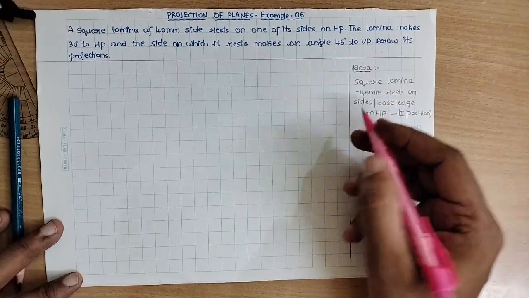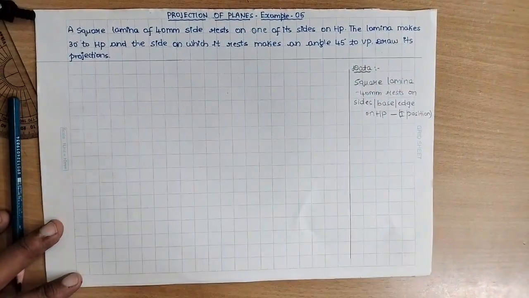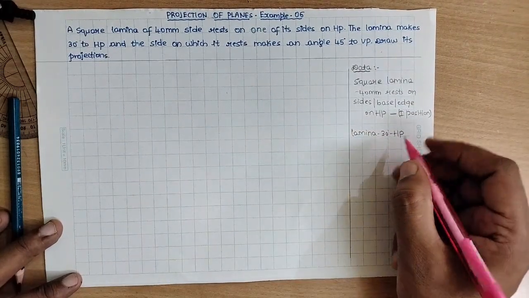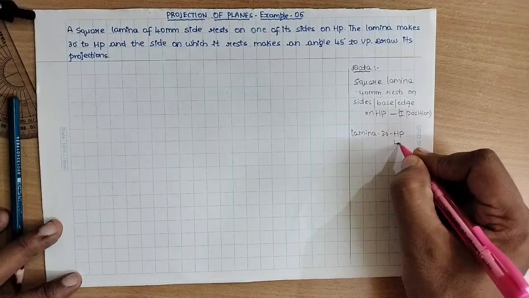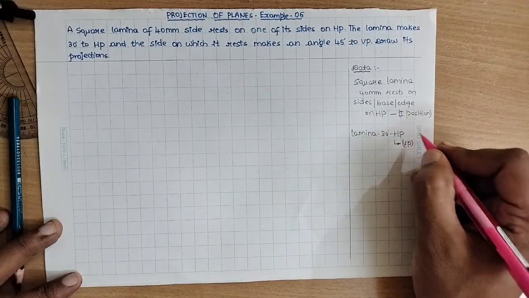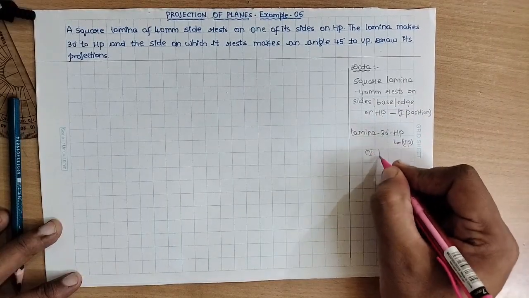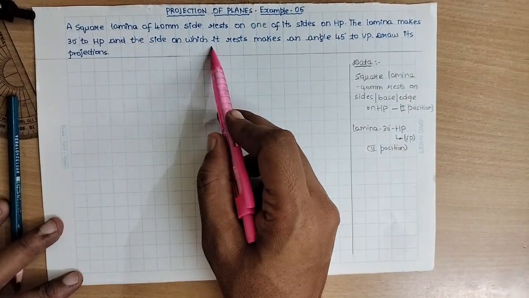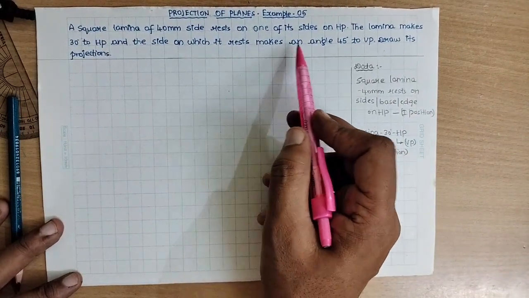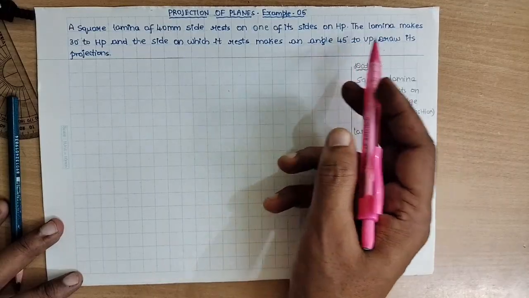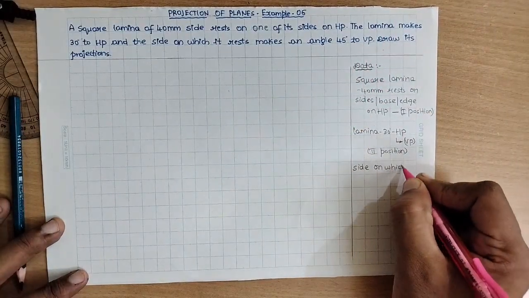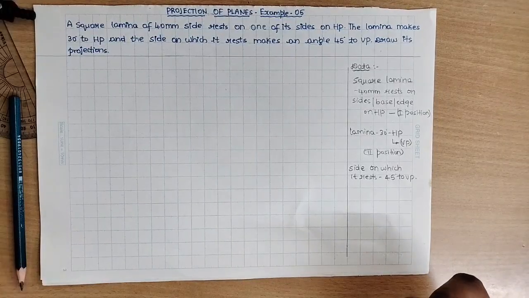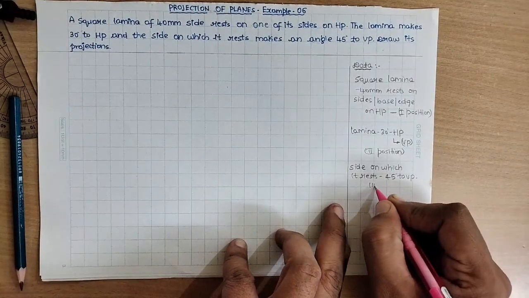What's the next? Second position. Lamina makes an angle of 30 degrees to HP. Any inclination with respect to HP should be shown under VP. Please do remember this one. I will call this as the second position. The last data: and the side on which it rests makes an angle of 45 degrees to VP. We are supposed to obtain the projection. That's it. And this would be the position number 3.